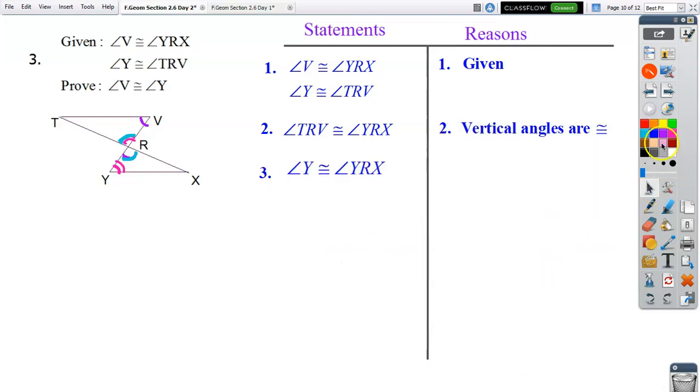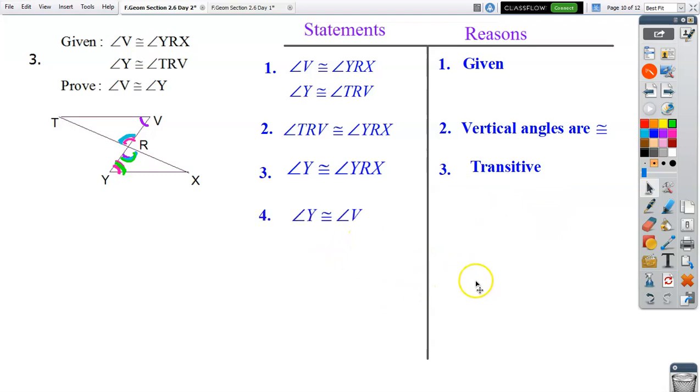And Y is congruent to YRX. So angle Y is congruent to YRX. Angle Y, YRX are congruent. I'm just going to keep marking these in different colors because of the transitive property. Y is congruent to TRV. TRV is congruent to YRX. So Y is congruent to YRX.